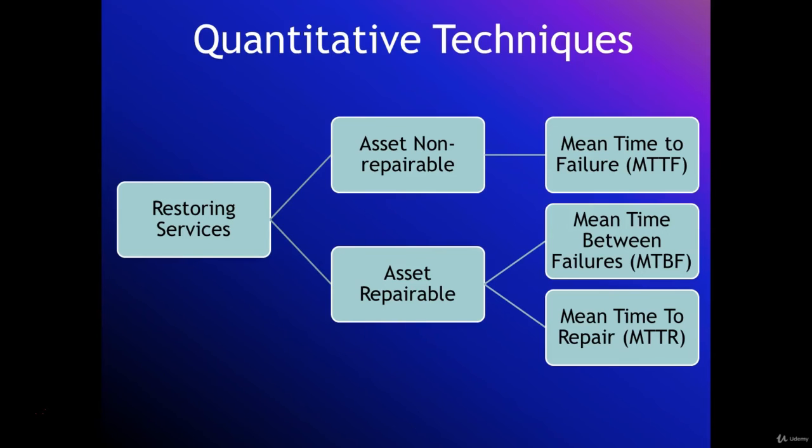If the asset is repairable, then we can look at two different values. The first is the mean time between failures, or MTBF. The mean time between failures is simply the average amount of time that passes between failures of a repairable asset. The second value we look at for repairable assets is the mean time to repair, or MTTR. The mean time to repair is the amount of time that an asset will be out of service for repair each time that it fails. If we consider both the MTTR and MTTF values together, it provides us with a better understanding of the expected downtime for our services and components.